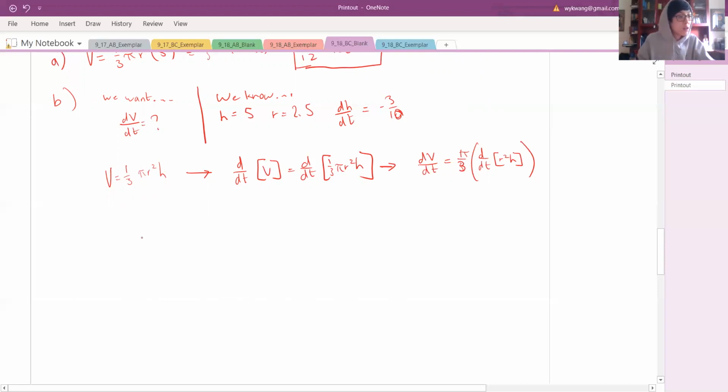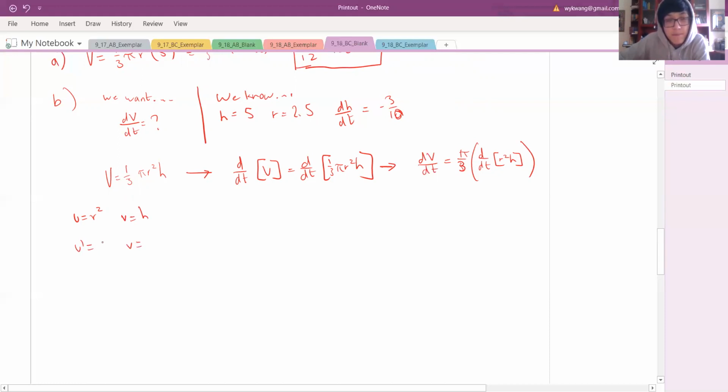Now let's take a closer look at this. We have d over dt of r squared h, and r squared and h are two different variables multiplied with each other. Product rule. We have to do product rule here. There's no other way to differentiate both with respect to t. So in this case, u is equal to r squared, and v is equal to h, then u prime and v prime.